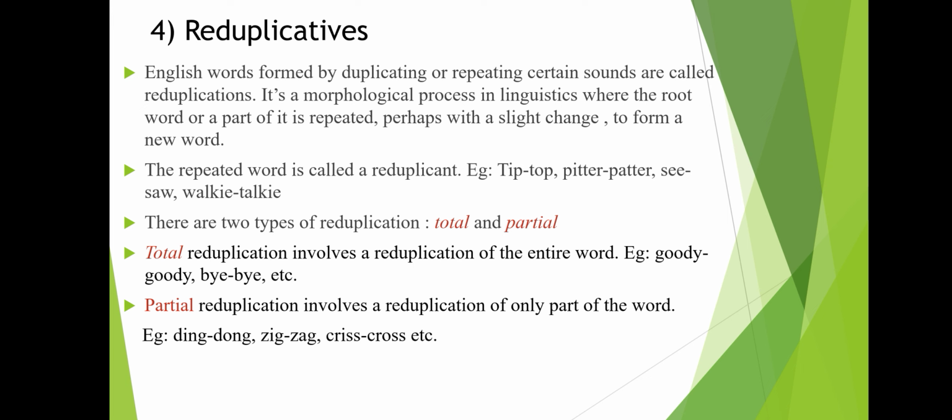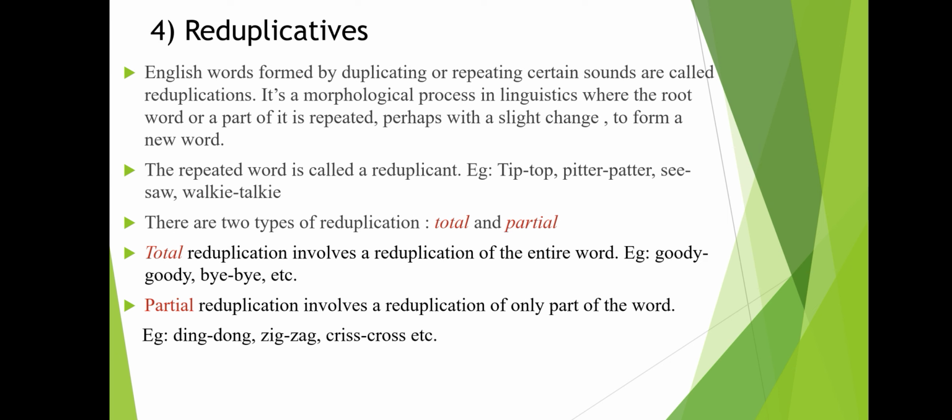Then here is the fourth one, reduplicatives. English words formed by duplicating or repeating certain sounds are called reduplications. It's a morphological process in linguistics where the root word or a part of it is repeated, perhaps with a slight change, to form a new word. It's a process of word formation where words have duplicates with identical features, identical sounds, or with slight changes in form.